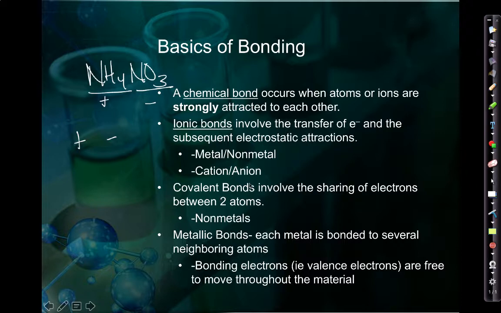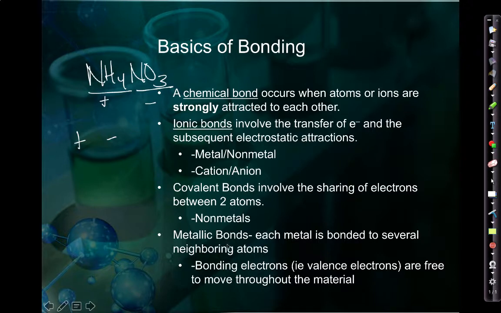Now, a covalent bond is when you have two atoms that are coming together and they're attracted to each other because of the mutual attraction they have for electrons. So typically you'll see nonmetals doing this because nonmetals have a tendency to gain electrons. So in order for two or more nonmetals to gain electrons, they have to share them.